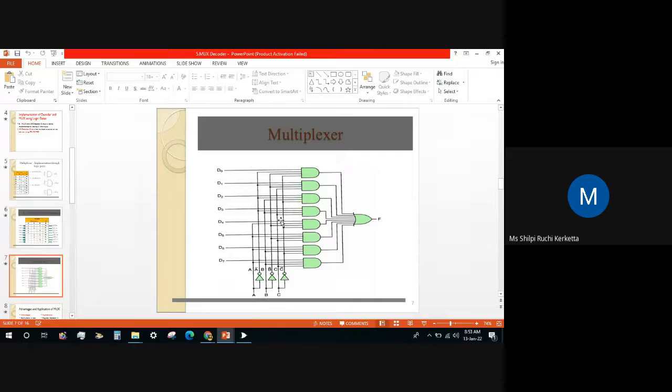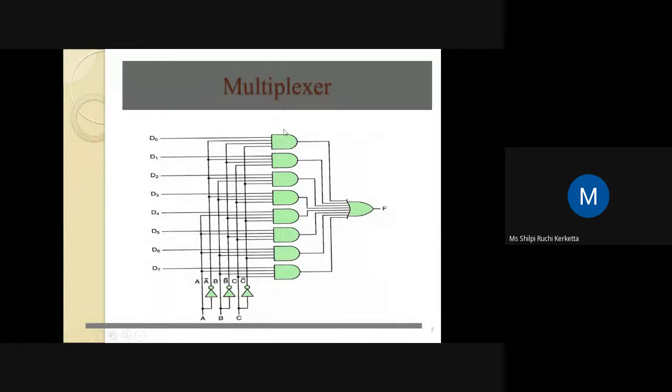So if we make the circuit, here we will use 8 AND gates, and we will use this OR gate. For the first combination, it was A bar into B bar into C bar into D0. If in the first case everything is correct, only then will we get an output.